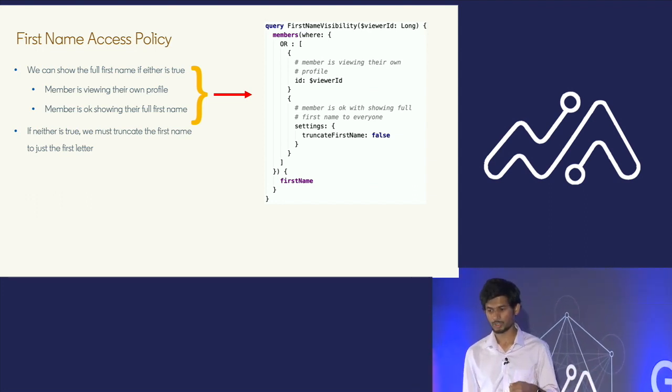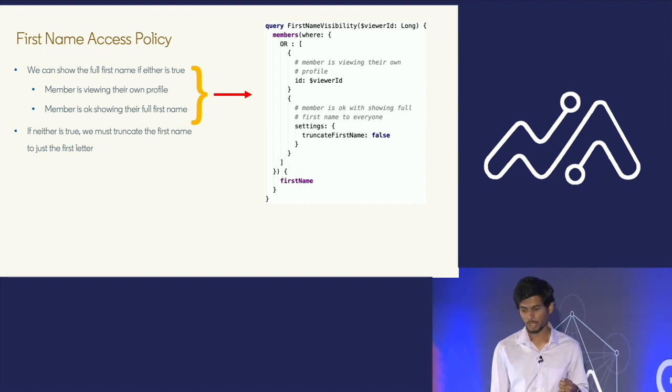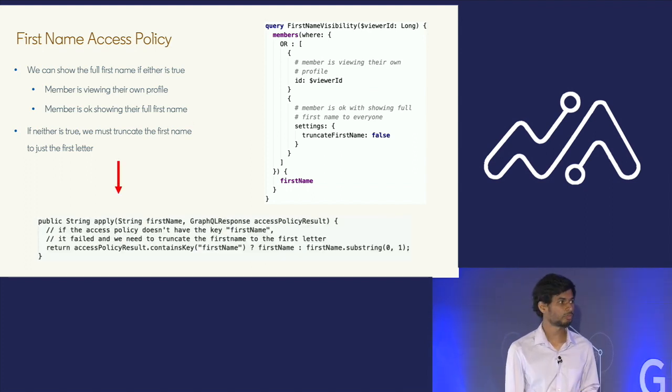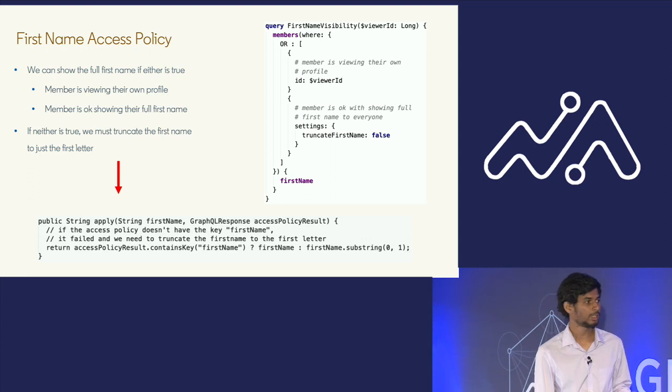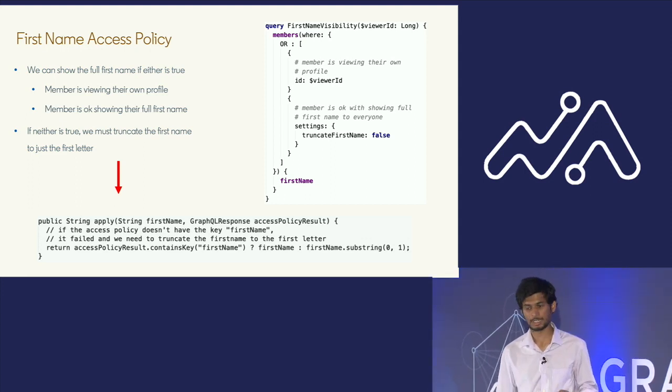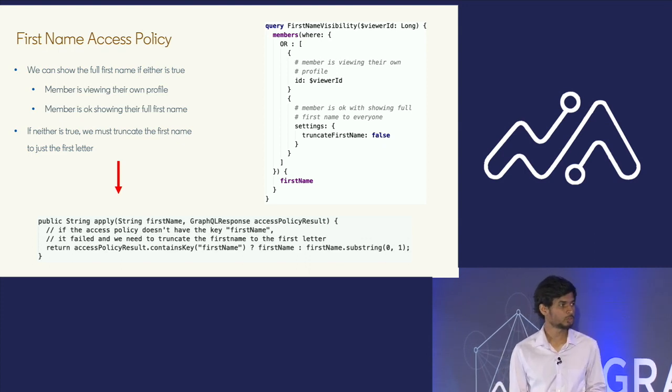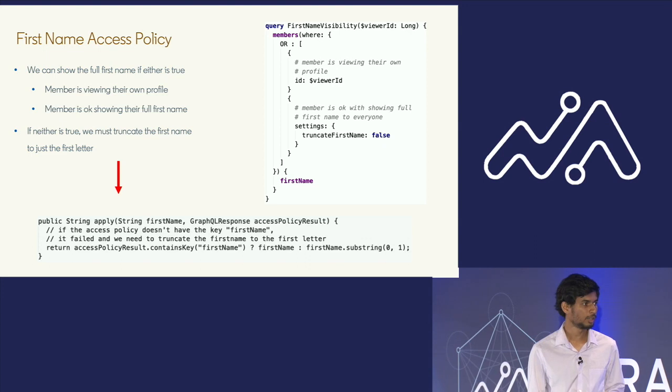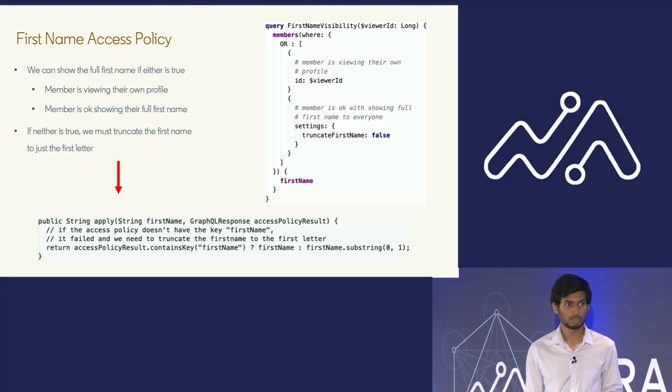So this UDF is using this GraphQL query as input. Now let's look at the UDF itself. It's a pure function. It's receiving the raw value of the first name, and it's receiving the access policy result that it just defined. Putting these two together, it can determine whether the first name should be shown or it should be truncated. So the code in the actual UDF is quite simple.